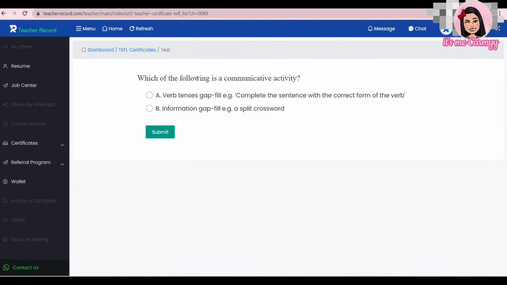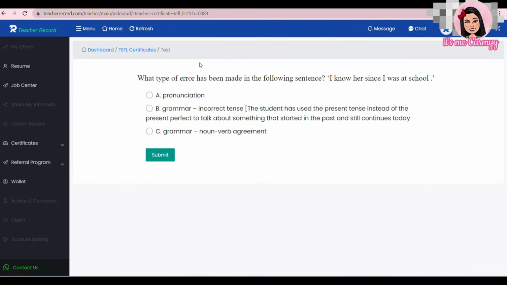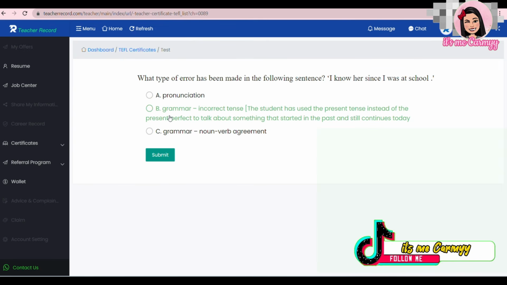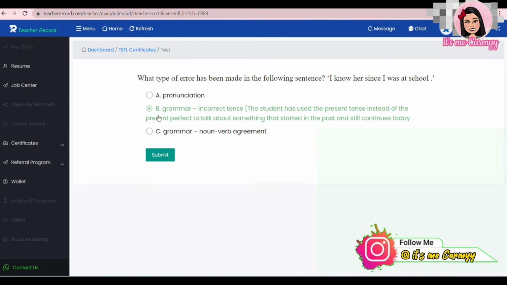Which of the following is a communicative activity? Information gap fill, for example a split crossword. What type of error has been made in the following sentence? "I know her since I was at school." Grammar. Incorrect tense. The student has used the present tense instead of the present perfect to talk about something that started in the past and still continues today.